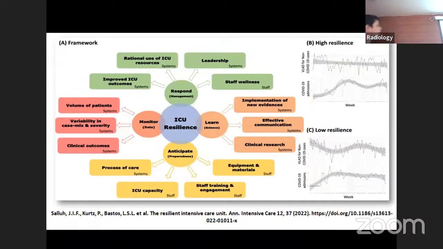Last slide. Coming to ICU resilience. We talk about human resilience and critical care physician resilience, right? You have to say critical care is not for the faint-hearted. You have to be very resilient. What about your ICU?